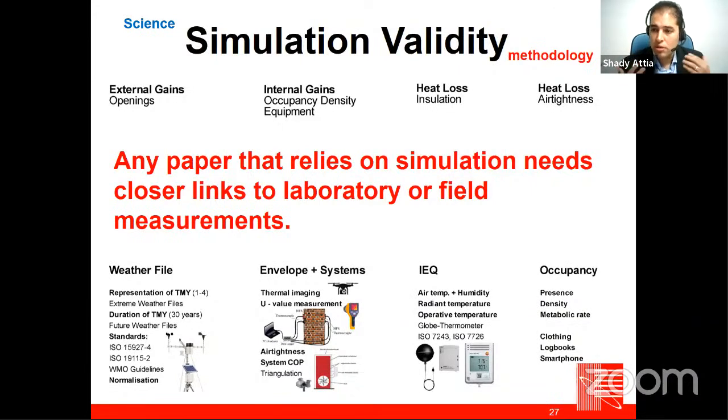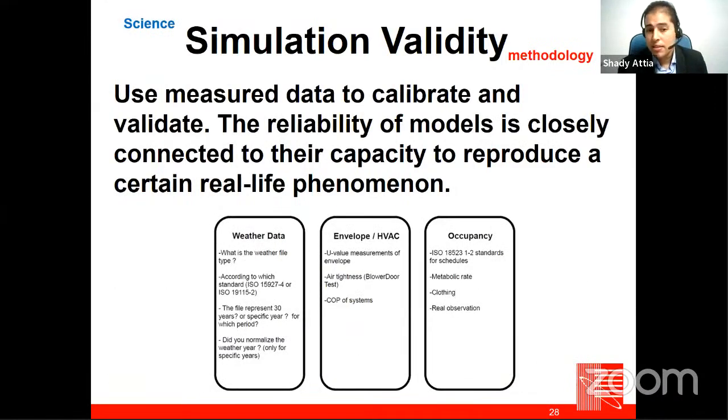So always communicate or convey, if you are doing a simulation, how did you validate this information and how far is it from the truth? And in case you use measured data to calibrate, if you have good measured data, you can use it to calibrate your model so that the reliability of the model is closely connected to the capacity to reproduce a certain real life phenomenon. As I told you, these are all options to look at.